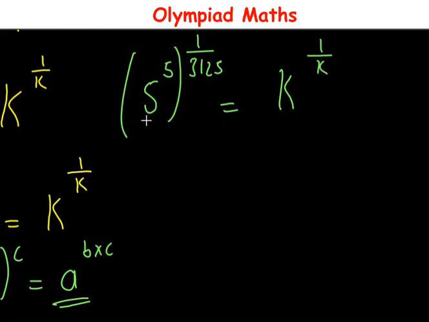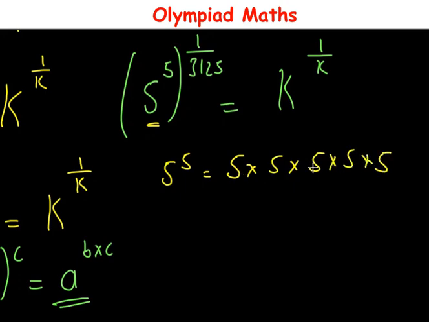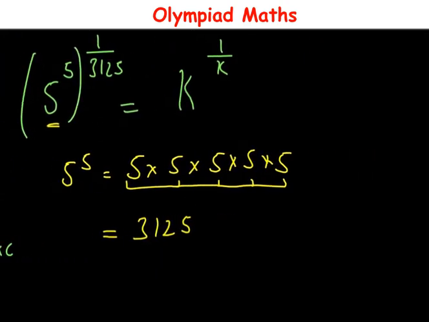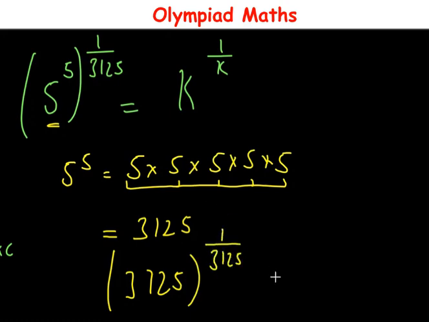From here, 5 raised to power 5 is equal to 5 in 5 places: 5 times 5 times 5 times 5 times 5. 5 times 5 is 25, times 5 is 125, times 5 is 625, times 5. The value is equal to 3125. So therefore, in place of 5 raised to power 5, we bring in 3125. Then all raised to power 1 over 3125 is equal to k raised to power 1 over k.